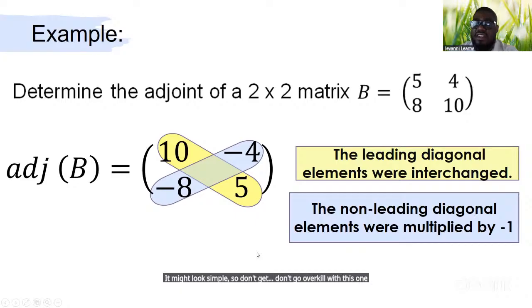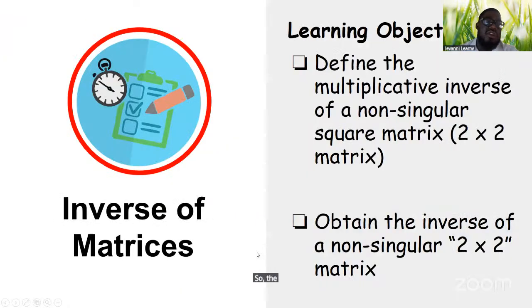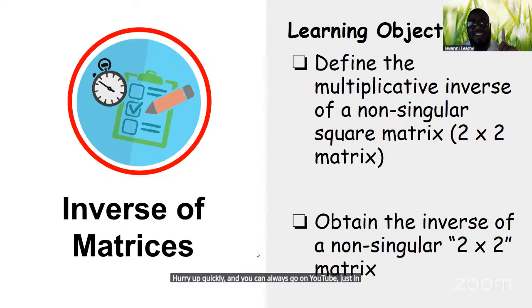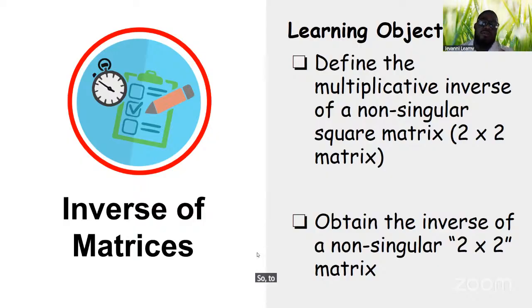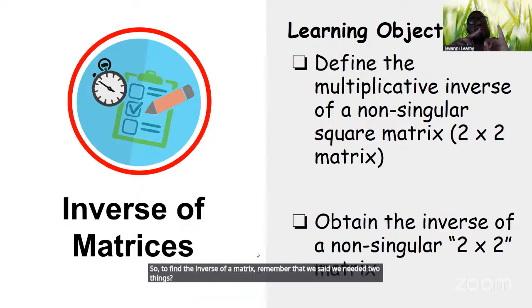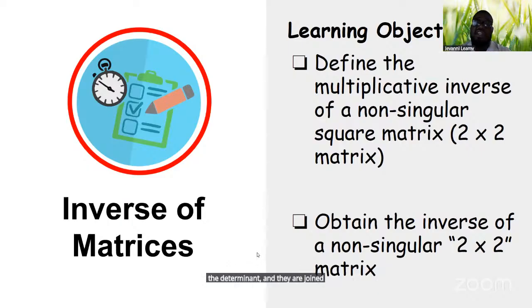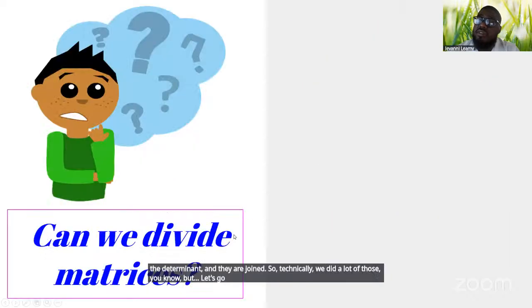All right? So the next thing is what we call the inverse of the matrices. So remember that we needed 2 things. And you can always go on YouTube just in case you can't log in again. So to find the inverse of a matrix, remember that we said we needed 2 things, the determinant and the adjoint. So technically we did a lot of those, but let's go a bit more into it.